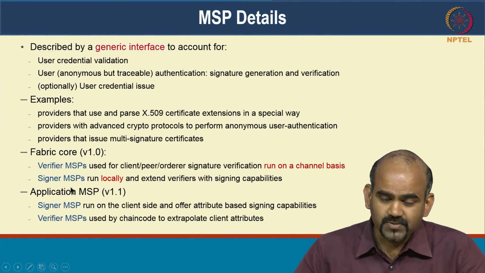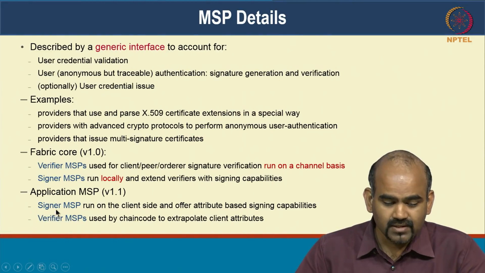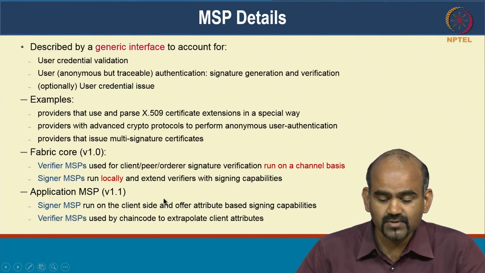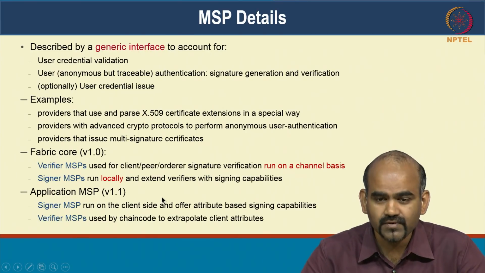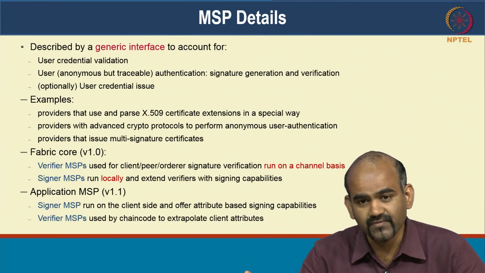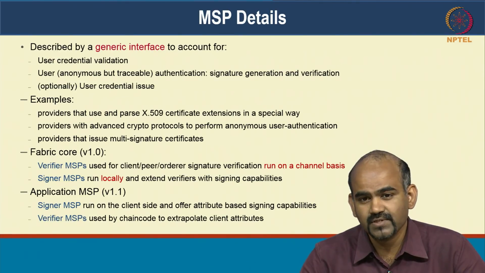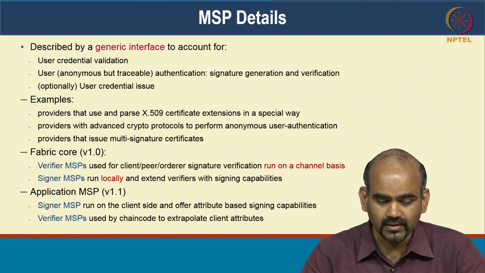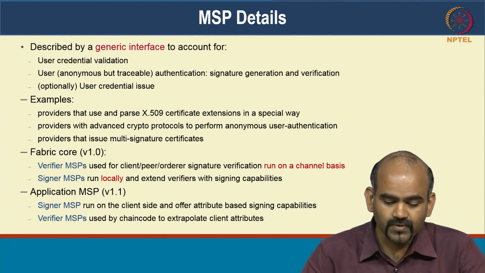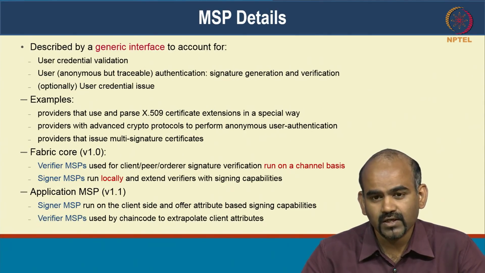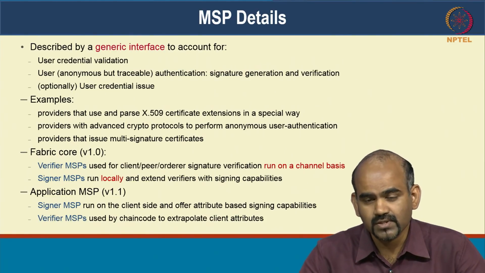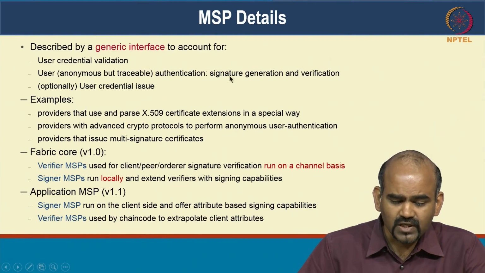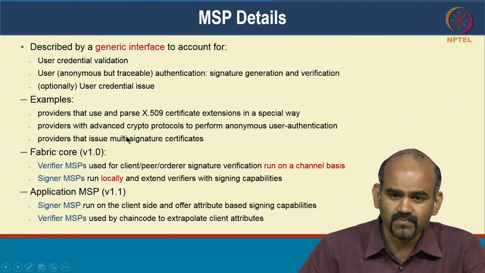Now the application MSP again implements a signer MSP and a verifier MSP. The signer MSP is the client side, or the user certificate and user's private key, right? And it might have special attributes that it uses when it's signing. And there are also verifier MSPs that are used by the chain codes to figure out whether the attributes provided by the user are actually authentic. So these are the different places where MSPs are used.